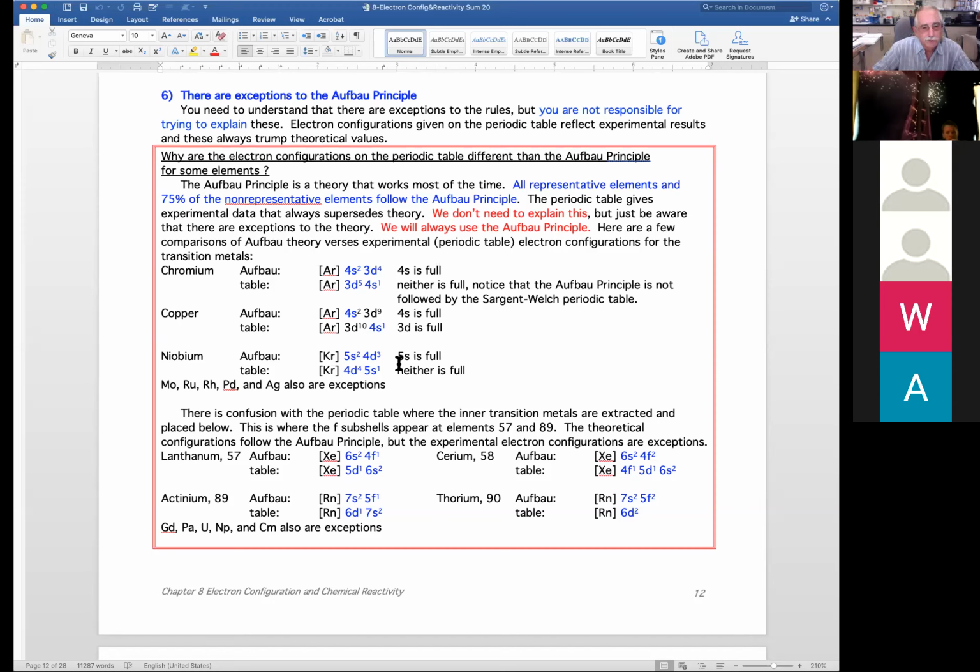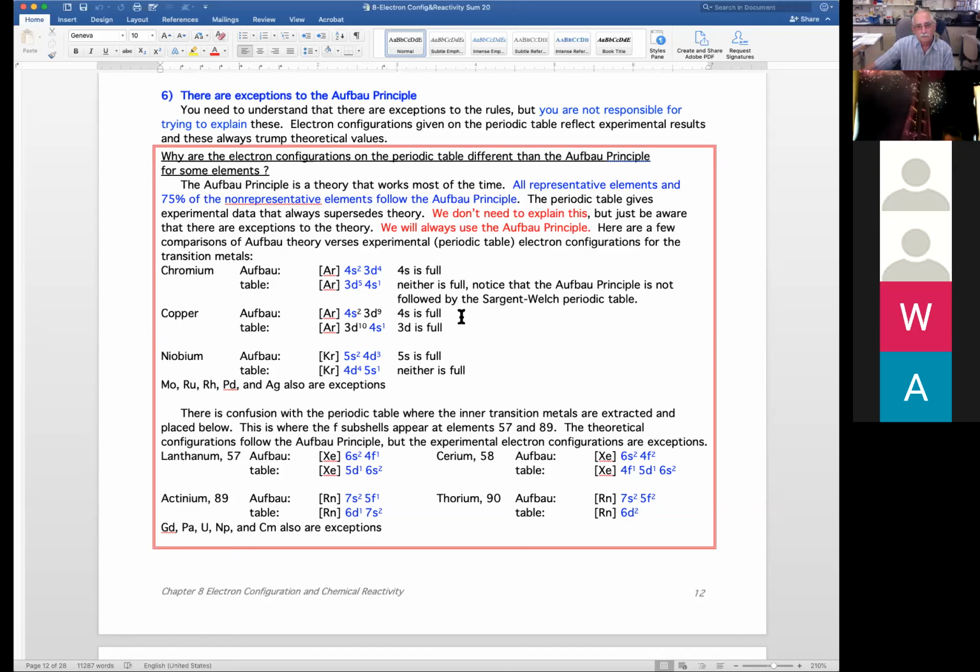So the first one where you see an exception is with chromium. Here's what the Aufbau principle, or the theory, would say. It would be 4s2, 3d4. But this is what you find on the periodic table. Like, what? Why the heck would it do that? Guess what? You don't have to explain that. If you want to become a graduate student in chemistry and concentrate on electron configurations and reactivity, then you need to explain this. All we need to know is that exceptions happen.